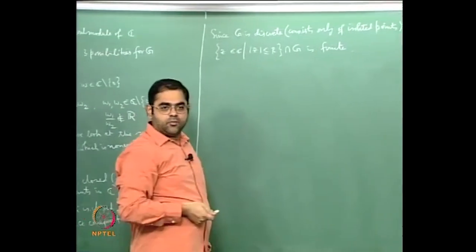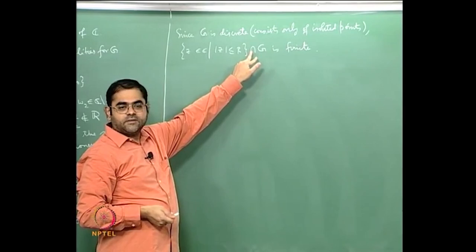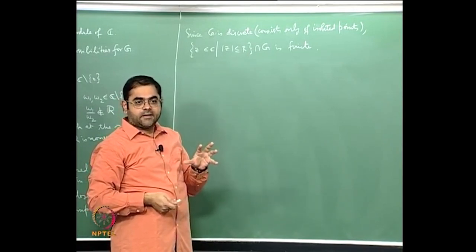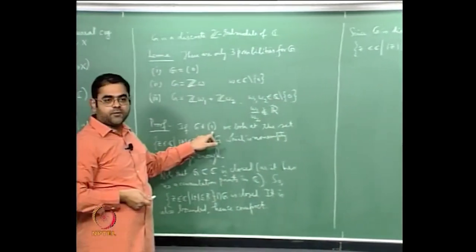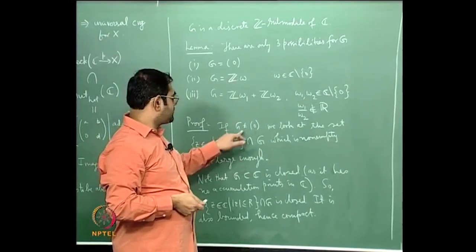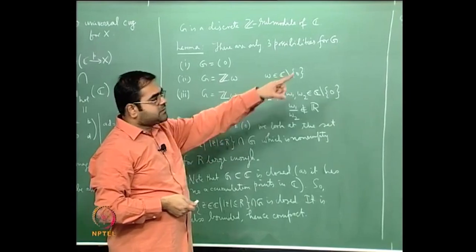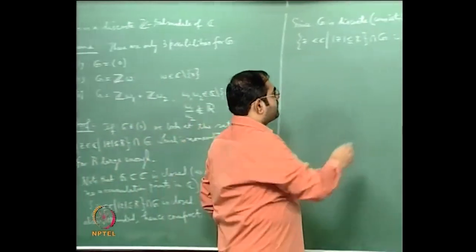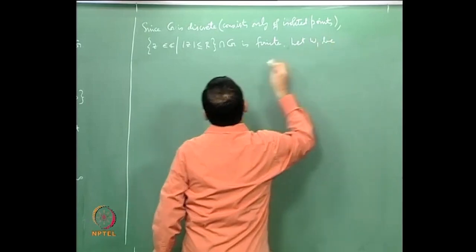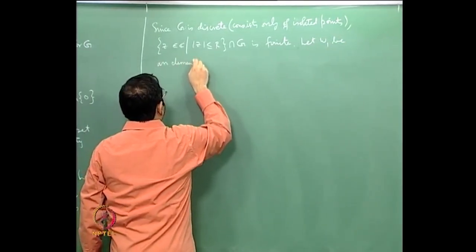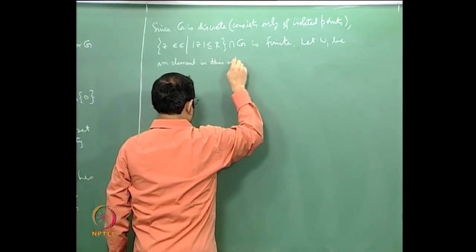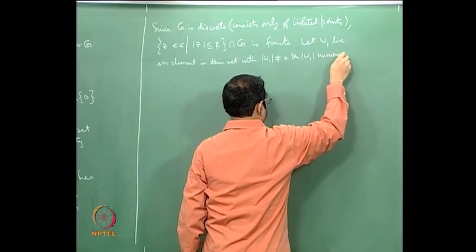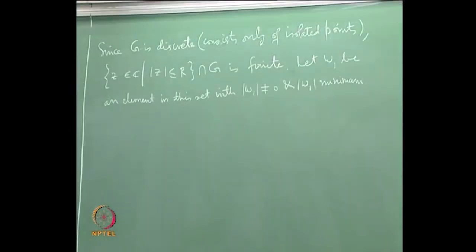So it is finite, so what I can do is I can choose a member here which is closest to the origin, okay. It is a finite set of complex numbers, and it is non-empty, and it contains a non-zero complex number, because I have assumed G is not 0, and I have chosen R in such a way that there is at least one non-zero complex number in this set, okay. So I can choose a complex number in this intersection such that it has minimum modulus, and let me call that omega 1. So let omega 1 be an element in this set with mod omega 1 not equal to 0 and mod omega 1 minimum, because it is a finite set, I can of course choose one such element, okay.